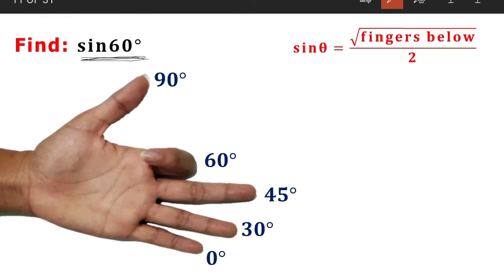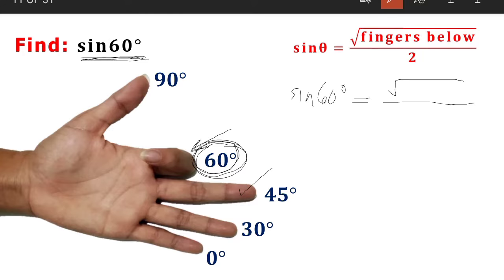So the finger that represents 60 degrees is your index finger. You need to fold your index finger, and then later on you will count the number of fingers below this 60 degrees, or below your index finger. So we will write here sine 60 degrees equals, and then let's count the square root of how many fingers below the index finger or below 60 degrees.